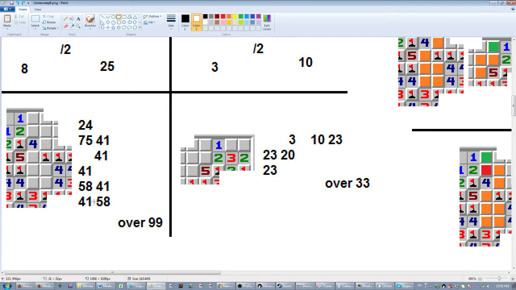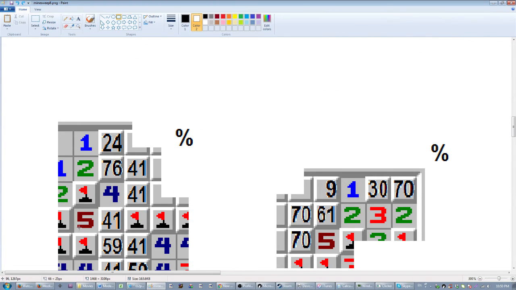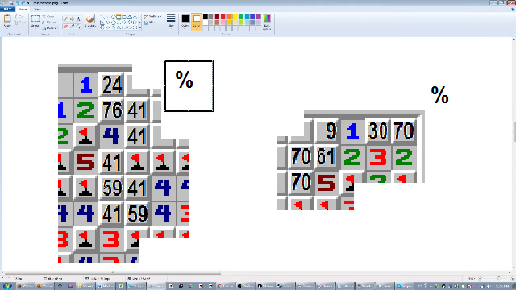You can do it yourself and see it for yourself. So this is all the possibilities. It's not percentages. It's over 99 because there's a total of 99 combinations. We can look down here and see that I went with percentages this time.